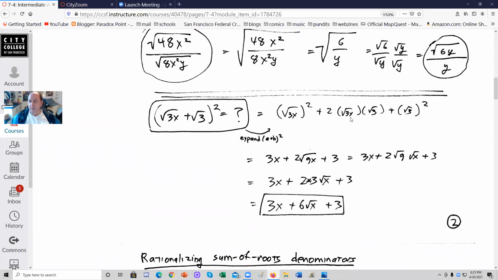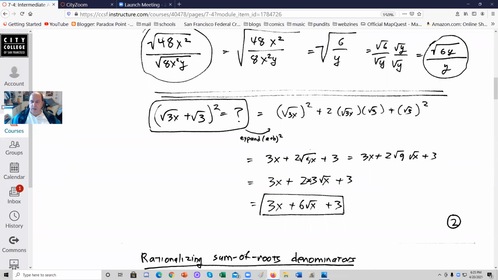Now here we have a square of a sum of square roots. Well, all right. We'll expand the square of a sum. Square of the sum is square plus twice product plus square. Root 3x squared plus twice root 3x root 3 plus root 3 squared. Here, root 3x squared is 3x. This multiplies a 2 times root 3x times root 3 is root 9x. And this is plus a 3.